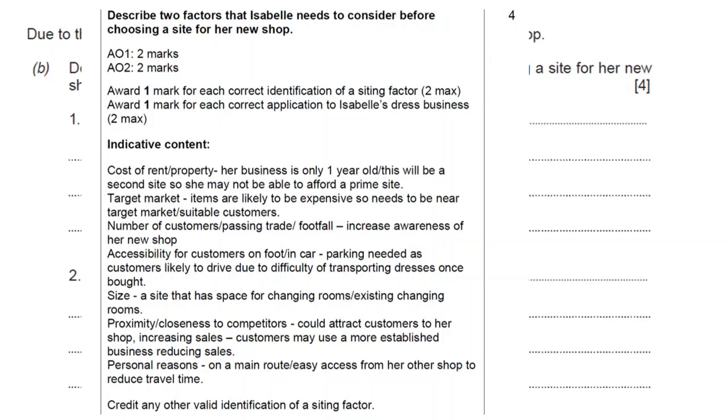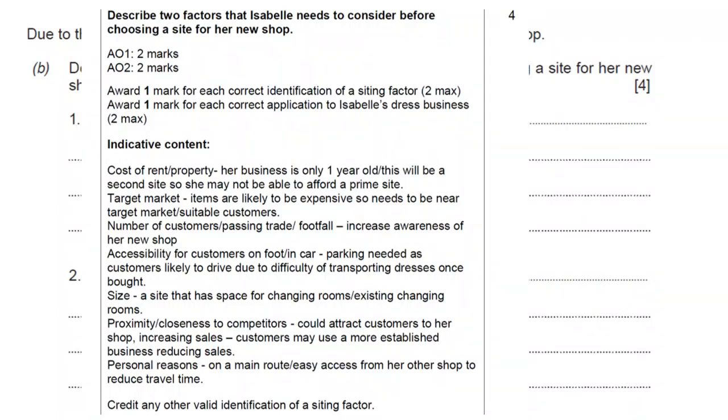Her business is only 1 year old. This was put in the scenario that I forgot to put up for you. So it's only 1 year old. Is she able to afford a prime site? Is she able to actually afford that? Target market items are likely to be expensive, so she needs to be near the target market, suitable for customers. Number of customers passing trade, footfall, to increase awareness of her new shop could have been something that you put in.